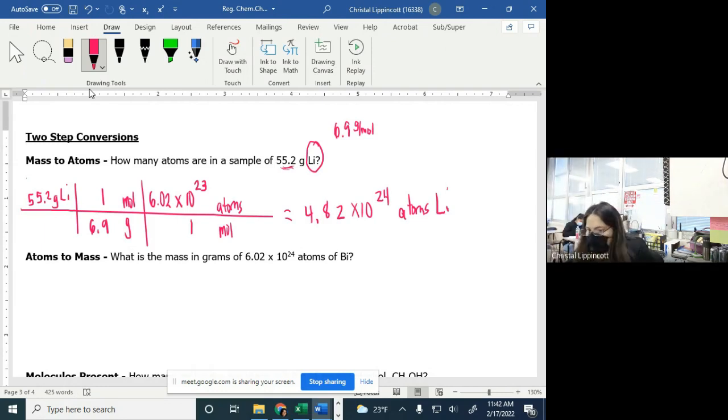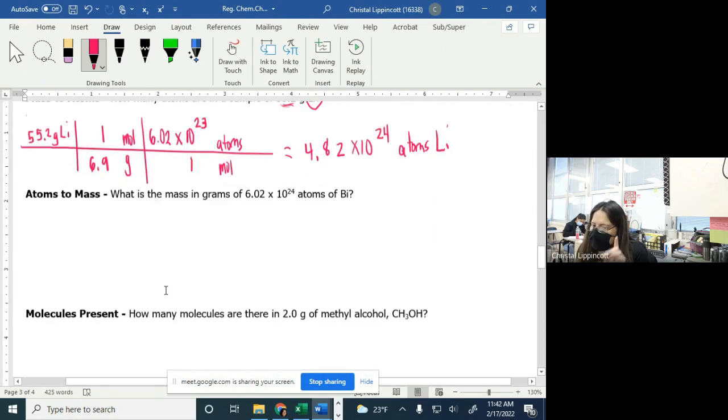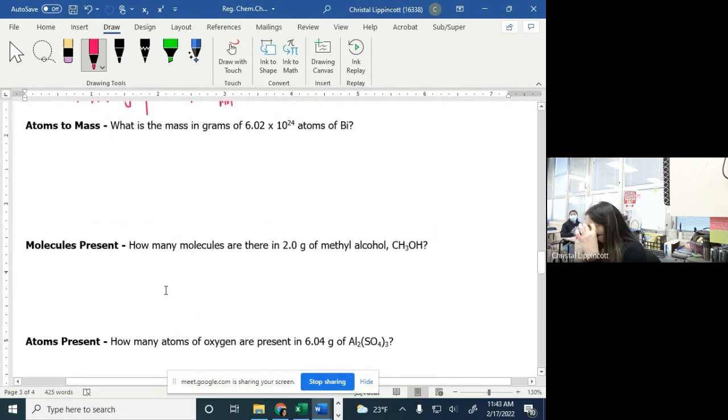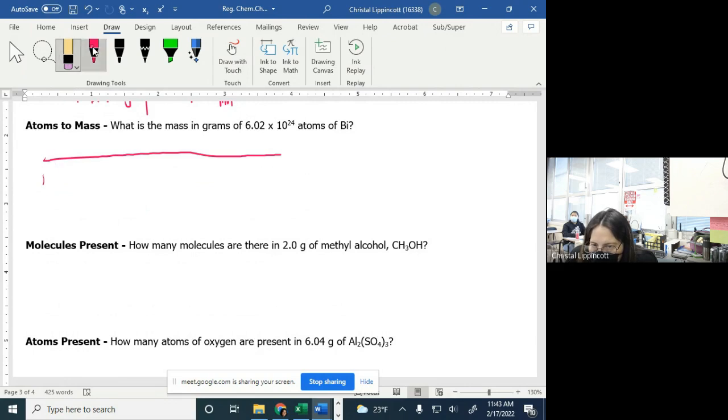All right. So the next one, and this will really tell us if you know how to use your calculator. Because if you're still struggling getting this calculator to work for you, this is going to be kind of the bellwether problem here. So this guy, we're going to start out with our 6.02 times 10 to the 24th. That's going to be atoms of bismuth.